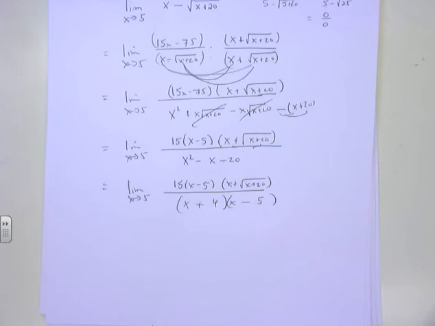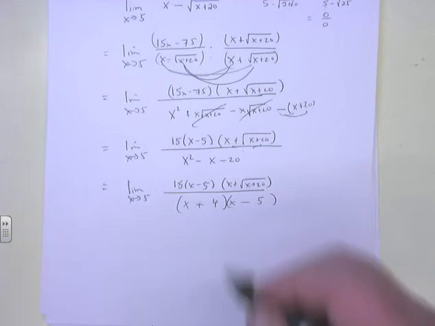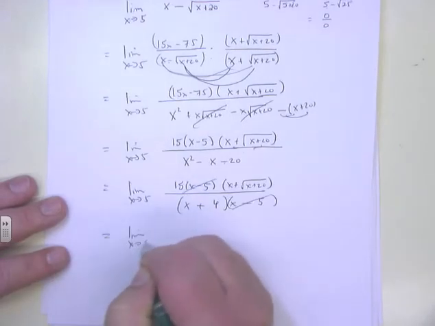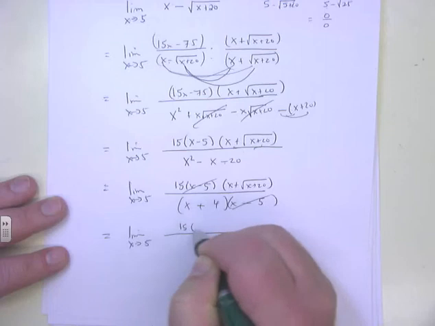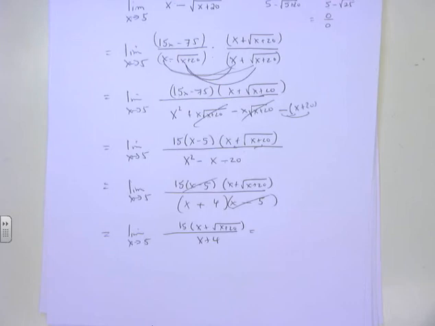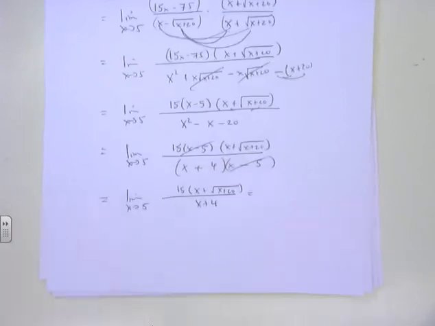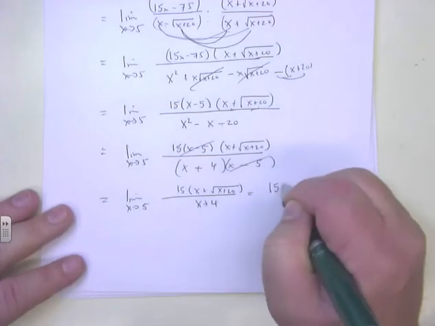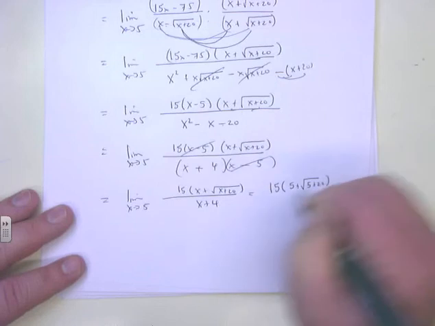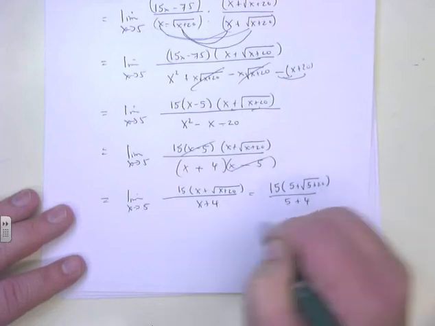What cancels? x minus 5. Strict multiplication and division, things cancel. So this would be equal to the limit as x approaches 5 of 15 times (x plus the square root of x plus 20) divided by (x plus 4). Once you cancel, now what do you get to do? Now you plug in the number. So this will be 15 times (5 plus the square root of 5 plus 20) divided by (5 plus 4).